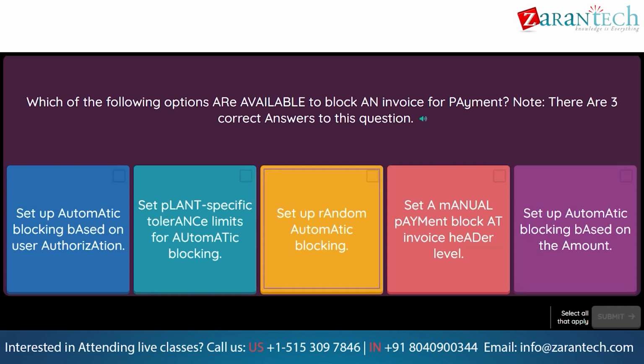Option 3: set up random automatic blocking. Option 4: set a manual payment block at invoice header level. Option 5: set up automatic blocking based on the amount.